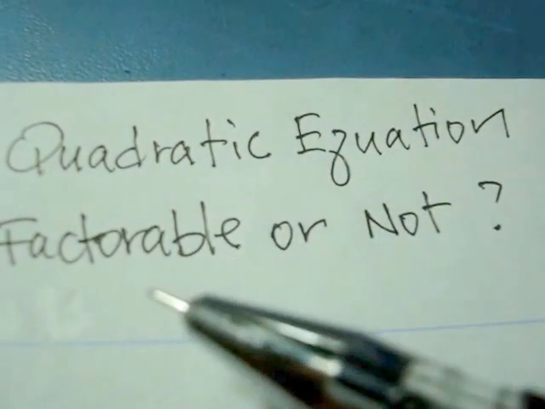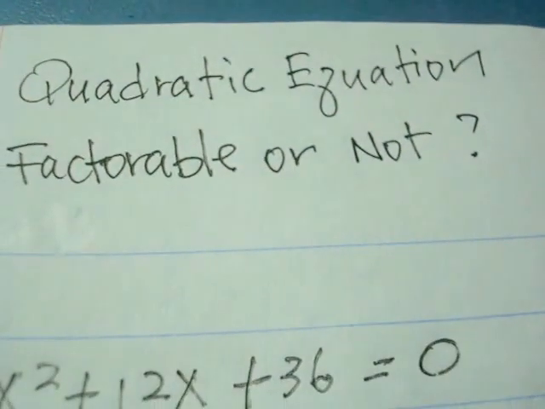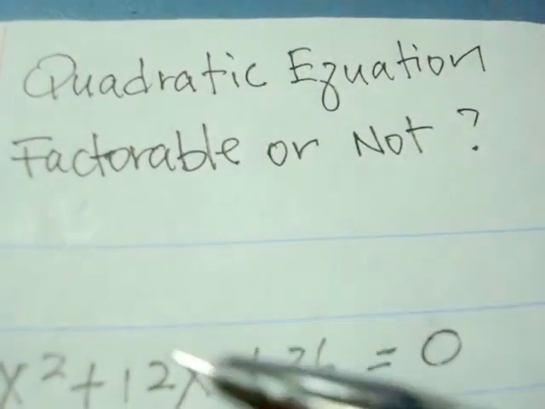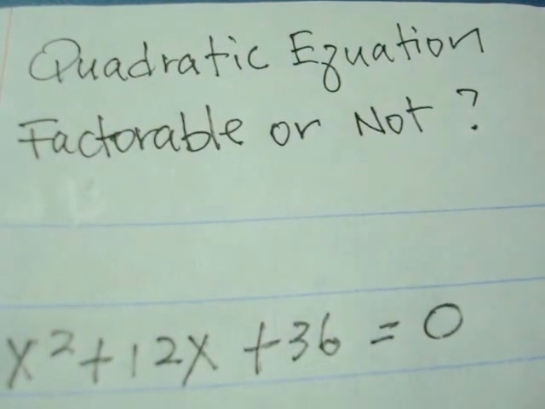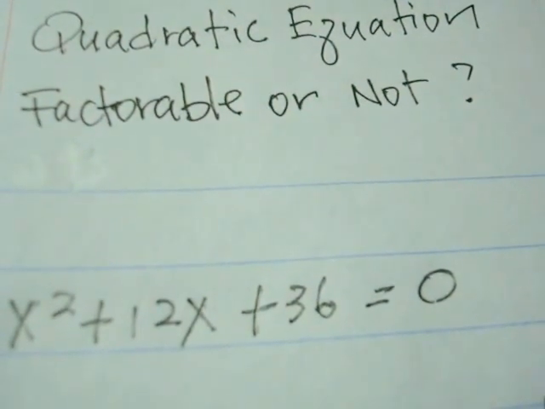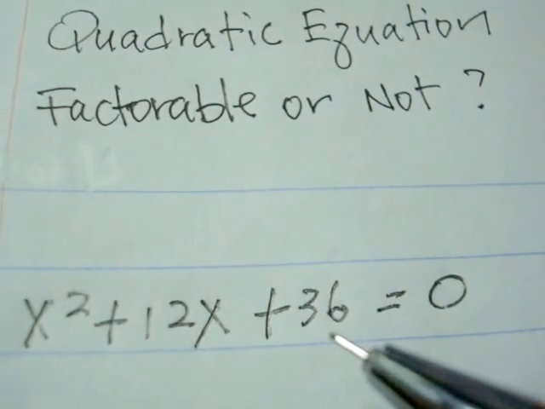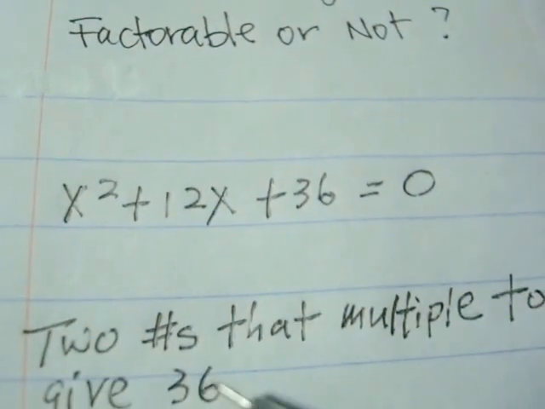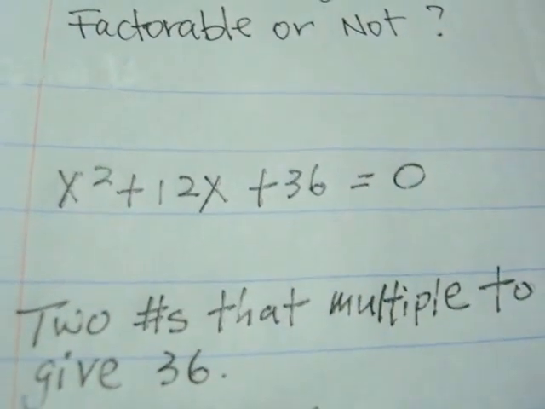Quadratic equation, factorable or not. Let's say that you're given this quadratic equation and the question asks you to determine if this quadratic equation is factorable or not. So to determine if it's factorable or not, you have to think of two numbers that multiply to equal 36.